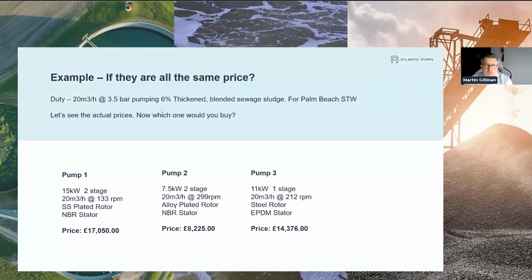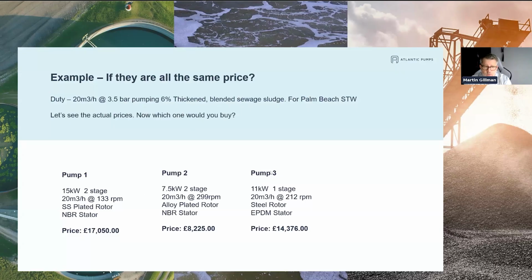So I'm just having a bit of fun here, and I'm saying, so what do the real prices look like? I've just thrown in the real prices, and would you still buy it? The real price for this pump is 17,000. It's a much bigger pump than this one, more than twice the size. This one's somewhere in the middle, pump 3.